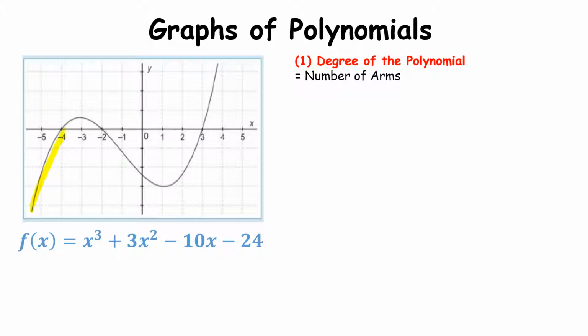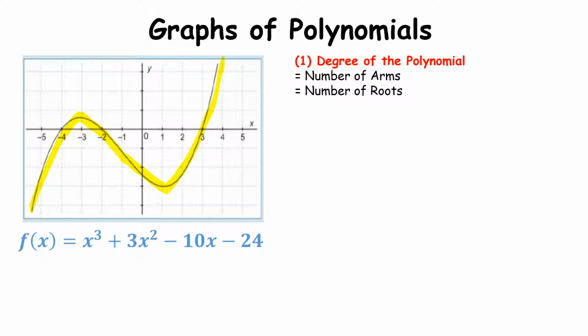So this will be 1 arm. Then it turns and I get a second arm. And it turns again and I get a third arm. So an arm is between our turning points. So the number of arms in this is 3. This is also equal to the number of roots.